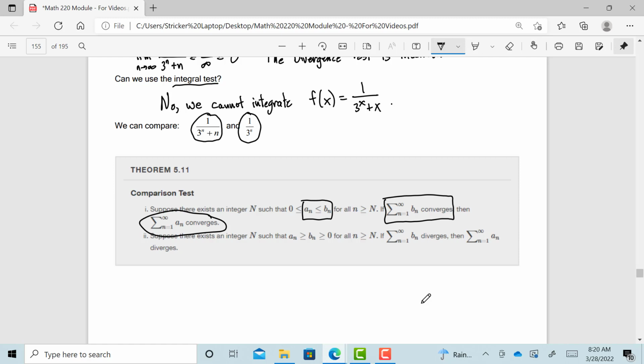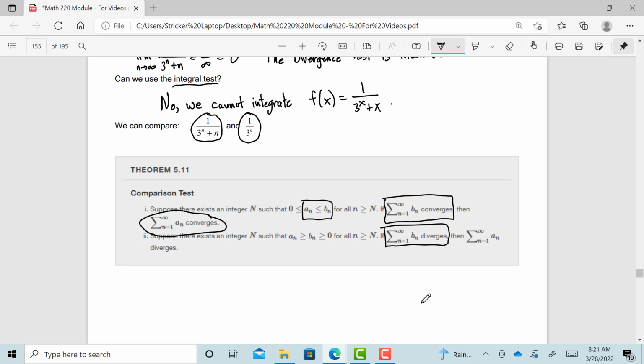Now, on the flip side, let's say, for example, that we have some different series, b sub n, that diverges.